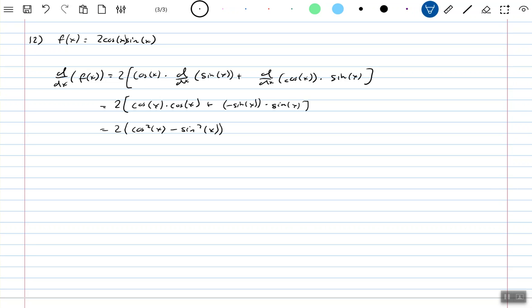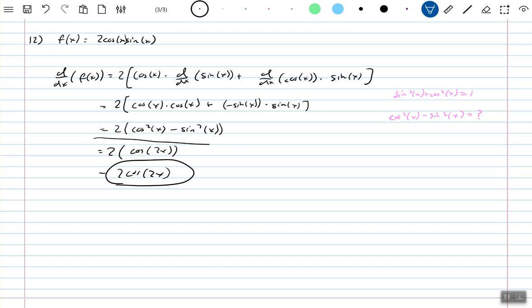But does anybody recognize what cosine squared x minus sine squared of x is? We know sine squared of x plus cosine squared of x is equal to 1. But what is cosine squared of x minus sine squared of x? Well, that's actually equal to cosine of 2x. So this whole thing is equal to 2 cosine of 2x. And then that is our answer.